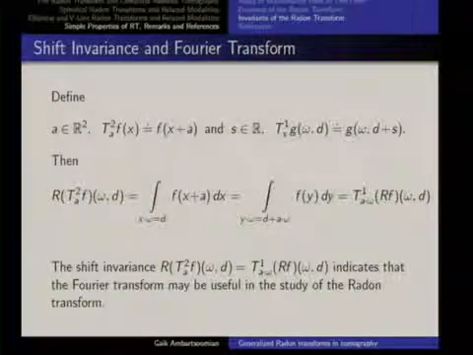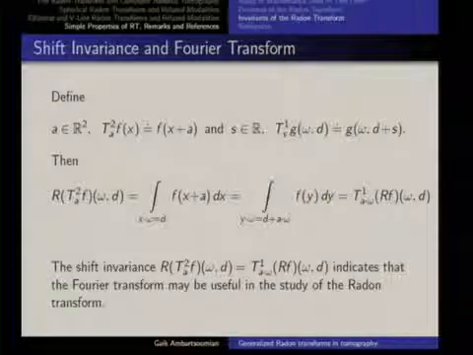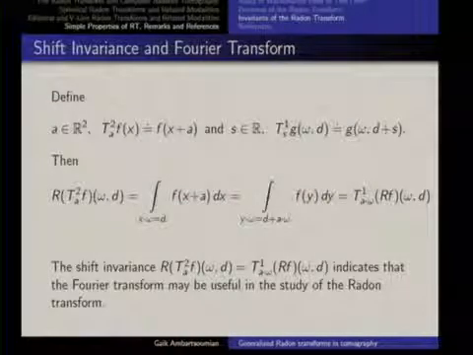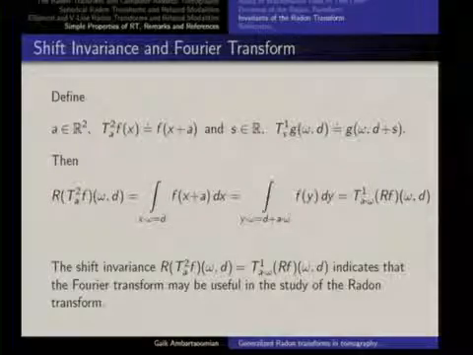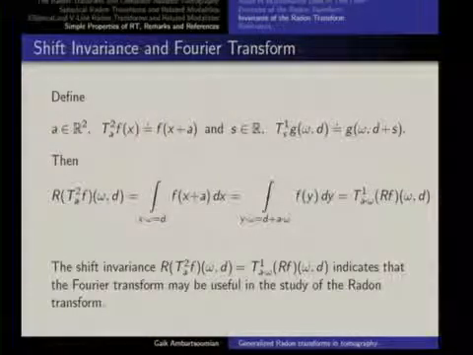Okay, so there are a couple of invariances related to the Radon transform. The first one is the shift invariance. So invariance means that basically it doesn't matter in which order you do. You have a function, you shift it, and then you measure the Radon transform, or you measure the Radon transform, and then you shift the measurements, right?